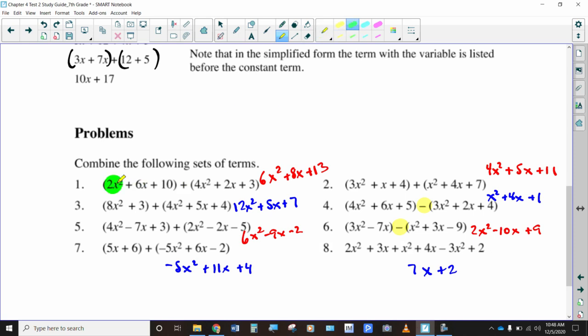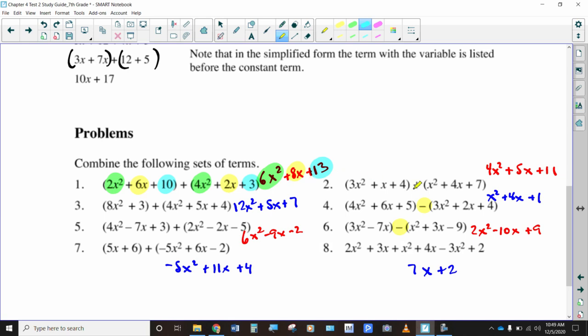If you had a pile of 2x squareds in this grouping and a pile of 4x squareds in that grouping, when you combine those two piles, you get 6x squareds. If you have a pile of 6x's here and a pile of 2x's there, when you combine them, they make 8x's. And when you have a pile of 10 ones here and 3 ones there, you combine them to make a total of 13 ones. Okay? So basically just combine like terms for problems 1, 2, and 3.